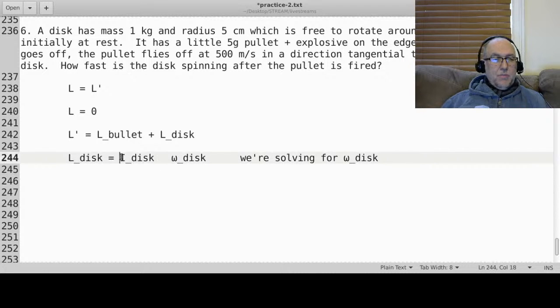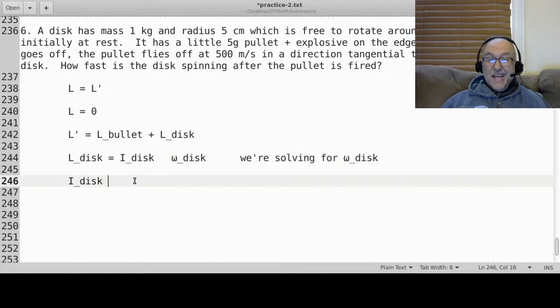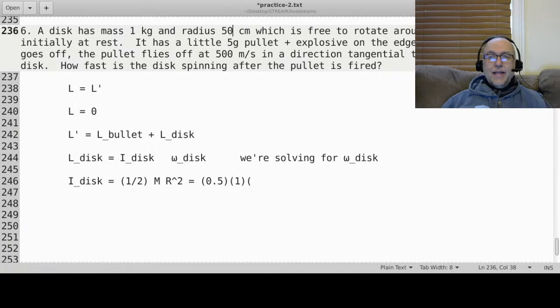What's the moment of inertia of the disk? It's rotating around the center. If you look at the formulas for moment of inertia for a disk, it's one half m r squared. So 0.5 multiplied by the mass, which is 1 kilogram, multiplied by, you know what, I'm going to change this, not that it's a big deal, I'm going to change it to 50 centimeters radius. I don't want my number to be too big. That's all I did. So 50 centimeters is half a meter, and we have to square that.